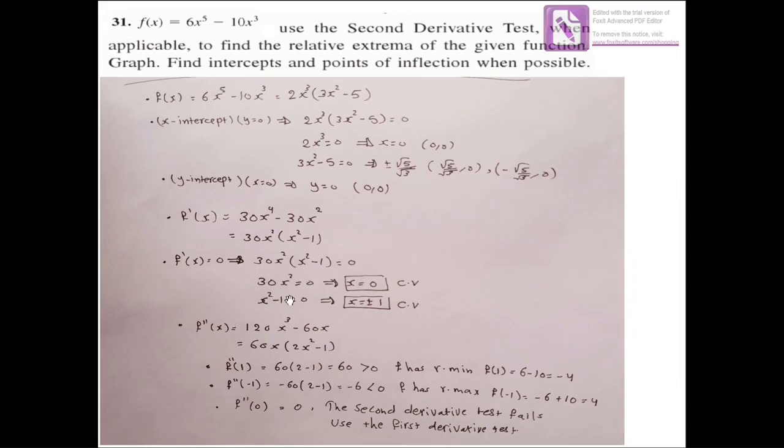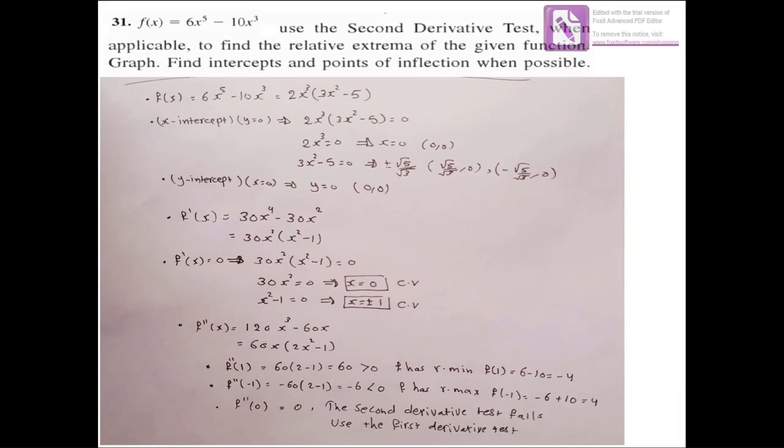So either 30x squared is equal to 0, which gives us x equal to 0, or x squared minus 1 is equal to 0, which gives us x equal to plus or minus 1. So now we have three critical values: x equals 0, x equals 1, and x equals minus 1. Since all of them are in the domain of our function f of x, because it is a polynomial, and the derivative is equal to 0 at these 3 points, we conclude they are critical values.